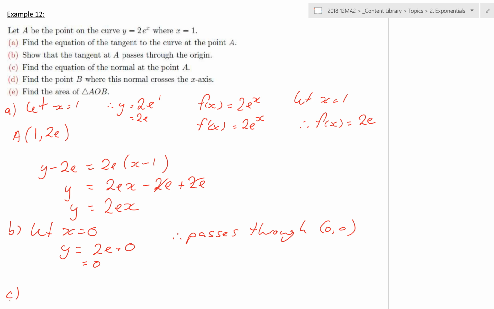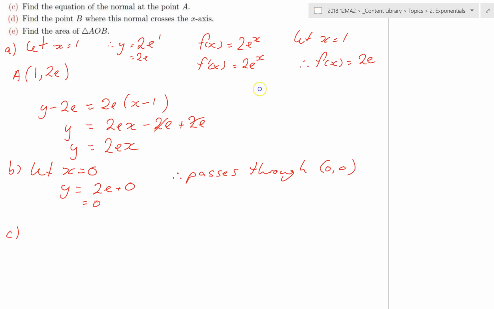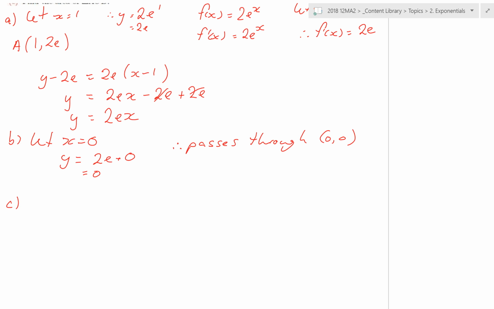C. Find the equation of the normal at the point A. Well, I've got that point there. That's helpful. I need a gradient here for the normal, and the gradient of the normal is going to be the negative reciprocal of the gradient of the tangent. So if m1 is perpendicular to m2, then m2 is equal to negative 1 over m1, which is negative 1 over 2e. Therefore, y minus 2e equals negative 1 over 2e into x minus 1.